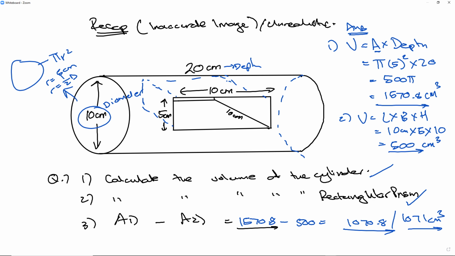I got 1570.8. I used pi from my calculator. You could have used 3.14. If you use 3.14, then your answer will change to 1570 without the decimals, and 1570 minus that will come to 1070. And that's if you use 3.14 for that calculation.